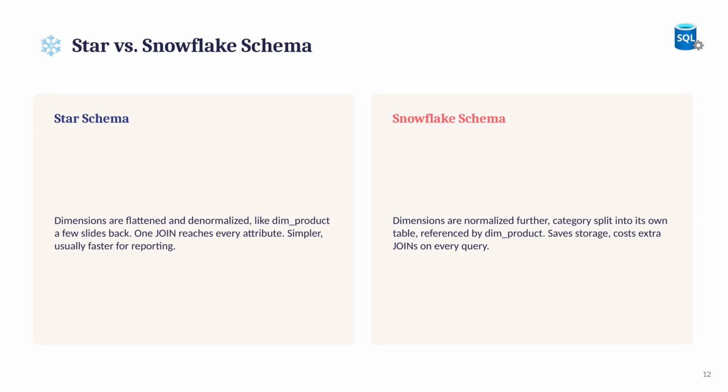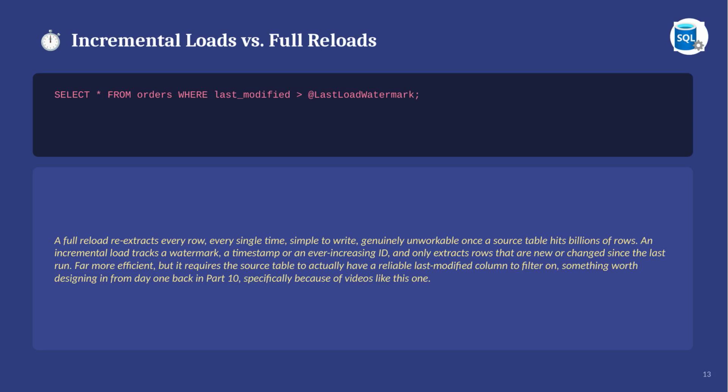In a Snowflake schema, dimensions get normalized further still. Category might get split out into its own separate table, referenced by dim product through a foreign key. That saves some storage, but it costs an extra join on literally every single query touching that dimension. The practical rule: Snowflake only the dimensions genuinely large enough or repetitive enough to be worth the extra join, and leave everything else flattened. Let's talk about how data actually gets loaded on an ongoing basis.